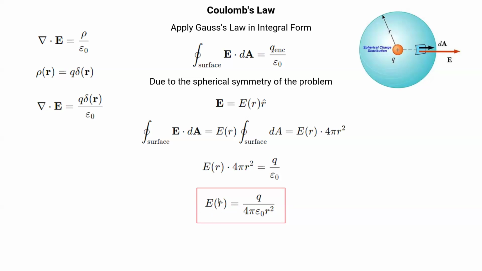So I'm coming to the final result, saying that the electric field at a particular distance r from a point charge q is equal to the charge q over 4 pi epsilon naught r squared. So the electric field decays as a function of r to the power of 2 from the charge. The electric field decays quadratically as a distance from the charge.